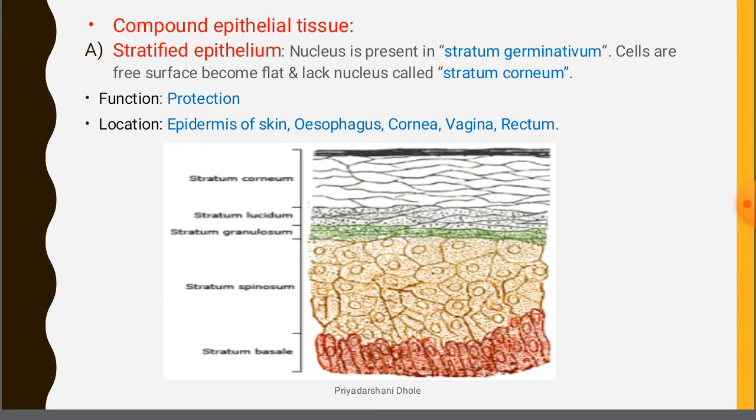What is the function of this stratified epithelium? Protection. And what is the location? Epidermis of skin, which is the first layer of skin, then esophagus, cornea, vagina, and rectum.